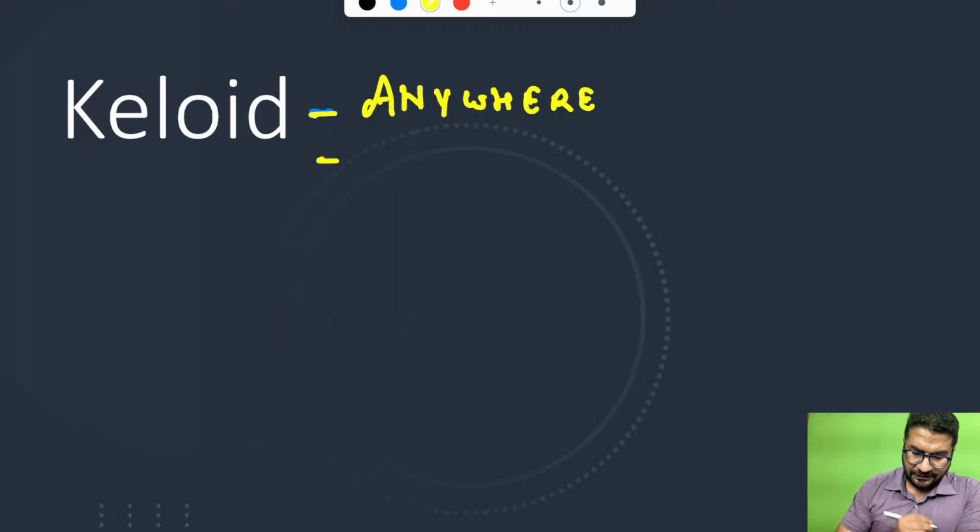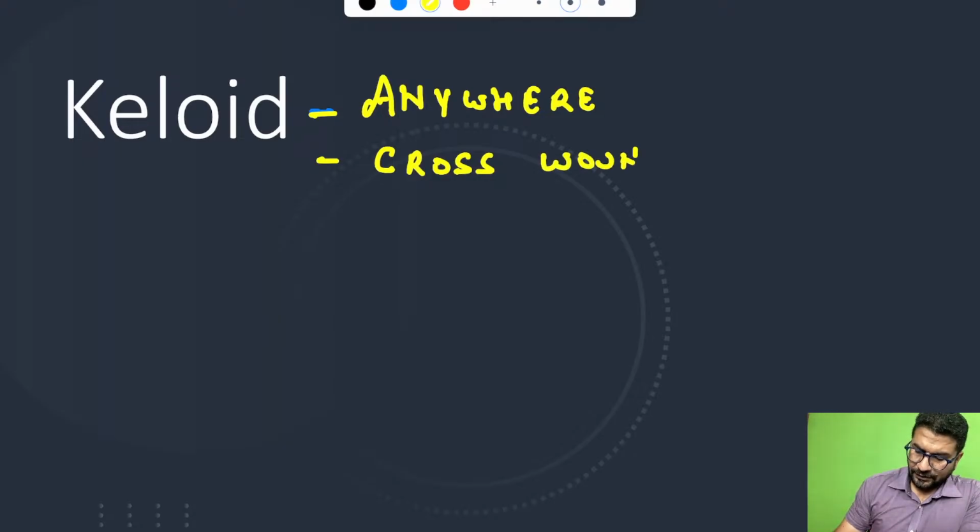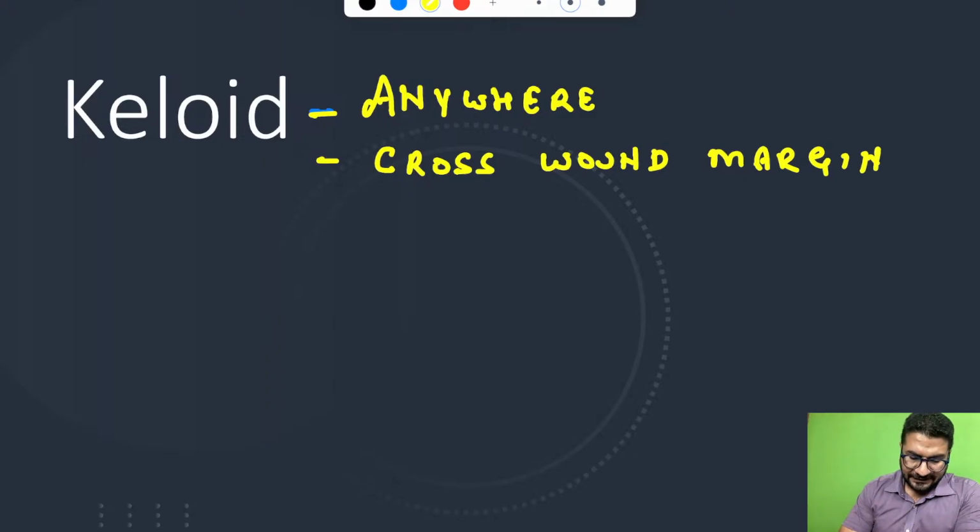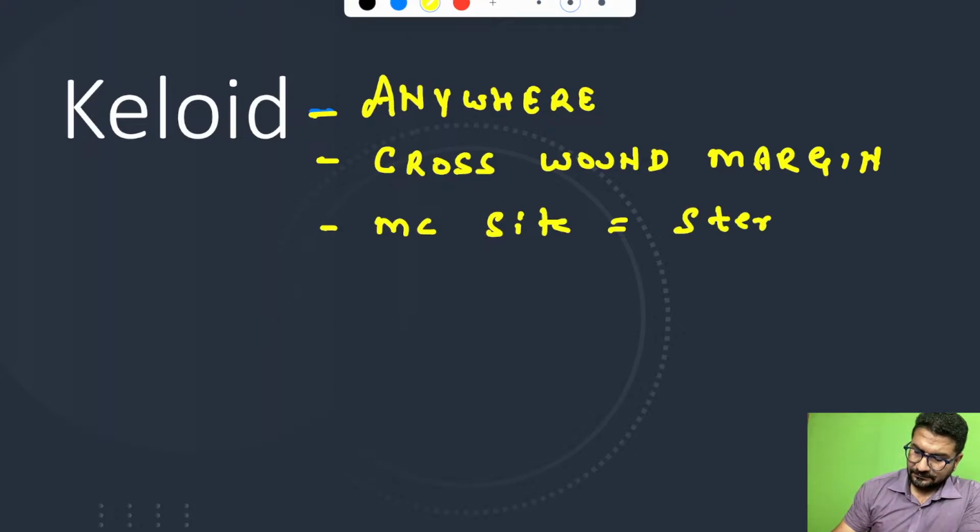Second important thing about keloid: understand that a keloid will cross the wound margin. A hypertrophic scar generally does not cross the margin. Then they ask you about different sites. The most common site of keloid is the sternum, but it can occur anywhere, right?